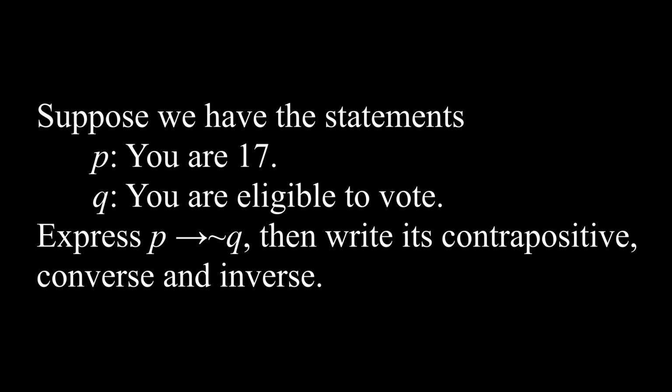So for our last example of the section, we're going to suppose we have the statements P, you are 17, and Q, you are eligible to vote, where we want to express the statement P implies not Q, along with its contrapositive, converse, and inverse.